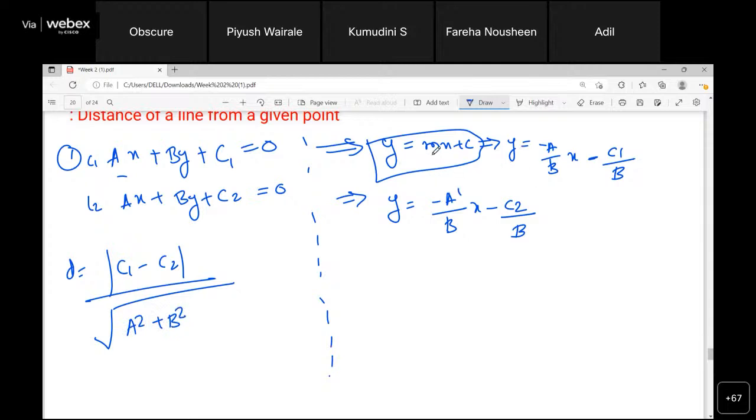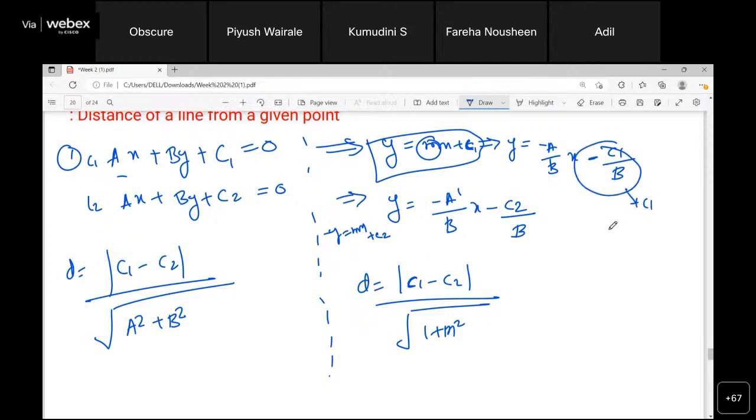In this way, if m is given to you, then you can use this form, c1 minus c2 under root of 1 plus m square. Here this c1 and c2 are small c1 and c2, where it is y equals mx plus small c1 and y equals mx plus small c2. And these are the capital C1, C2. What is the relation between small and capital c1? Here you can see, this small c1 is basically minus capital c1 by b, and small c2 is minus capital c2 by b.